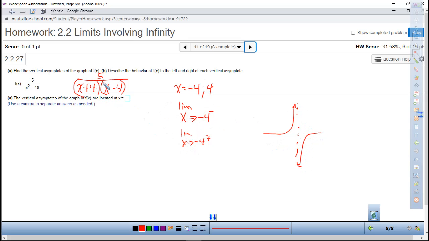Now, remember also that if we had had an x plus 4 on top, these cancel out. That's not a vertical asymptote anymore. That's just a hole in the graph. So that's going to come in handy in the next section of 2-3. But in this case, we don't have that. So we have both of those vertical asymptotes.